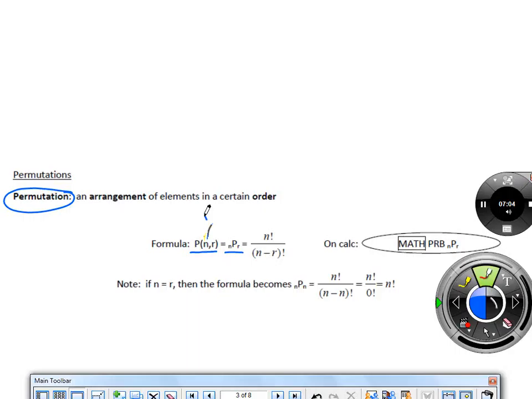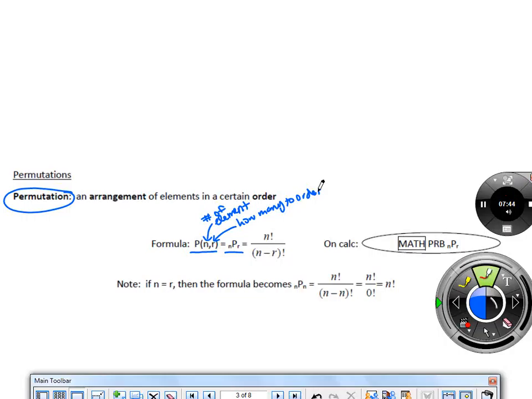N is the number of elements or the number of objects, like the 7 people that are in line, okay? R is how many you are ordering, okay? So like in the first example, when we were lining up all 7 people, the calculation you were doing was 7P7, okay? Because you had 7 people and you were trying to order all 7 of them. The second calculation would have been thought of as 7P3 because you had 7 people, but you were only trying to count the ways to order 3 of them, okay?